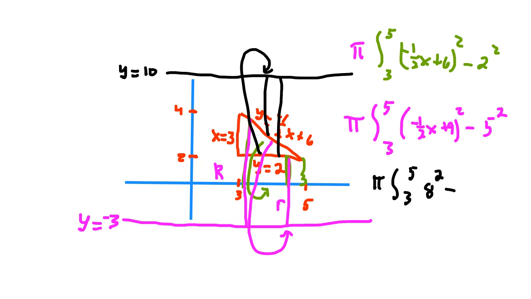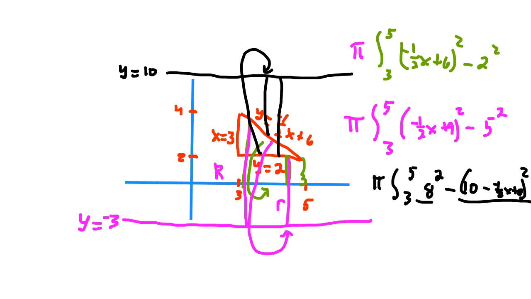And that's where you have to start thinking about how do you get that? Yes, exactly. It's going to be 10 minus negative 1/2 x plus 6, and then that's going to be squared. Big radius squared minus small radius squared. Plug it into your calculator. Boom, you get your answer.